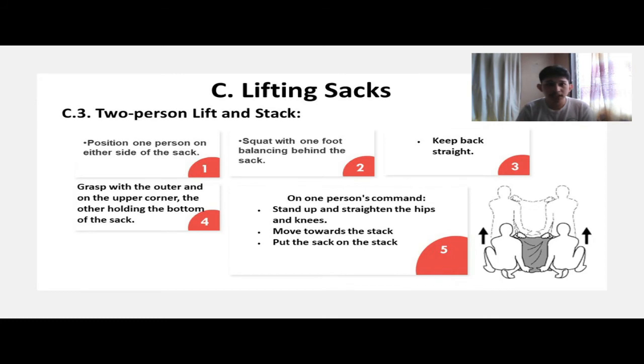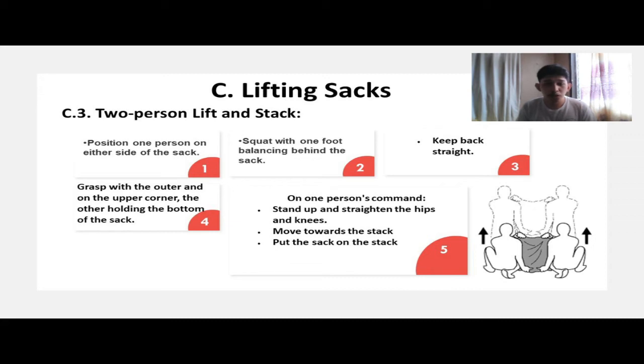This one is just similar to the first discussion about lifting a sack. One of your feet must be placed behind the sack while the other one steps forward on the side of the sack. The third thing that we need to remember is to keep both of your backs straight. The fourth thing is to grasp the sack, one hand on the outer upper corner, the other holding the bottom of the sack.